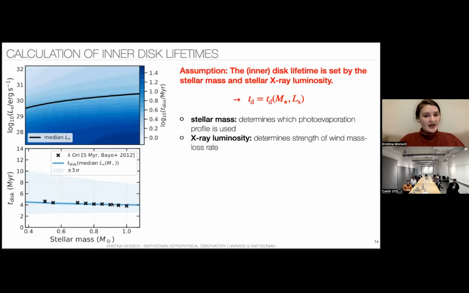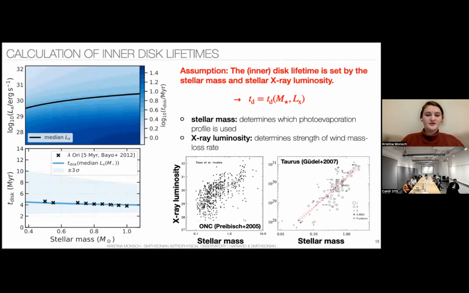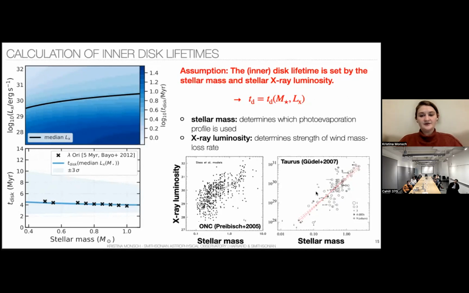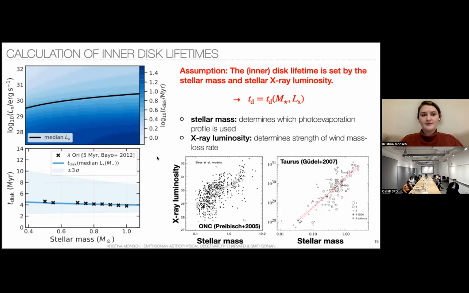And luckily, we have both quantities available also from observation. So there are several very deep X-ray surveys available of young star forming regions. So we know how the stellar X-ray luminosity correlates with stellar mass in these regions. I hope you can more or less see this on these bottom plots here. So basically this shows the X-ray luminosity as a function of mass for the ONC here on the left and for the Taurus star forming region on the right. And basically by knowing how the X-ray luminosity correlates with stellar mass, you can use realistic input properties for stellar rotation models and calculate self-consistently the disk lifetimes from that.